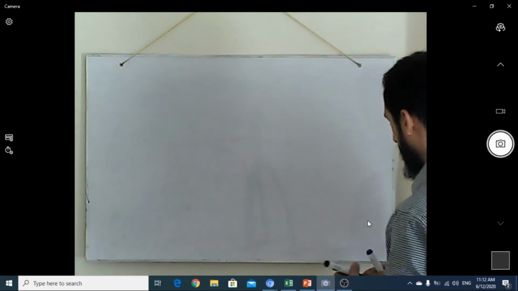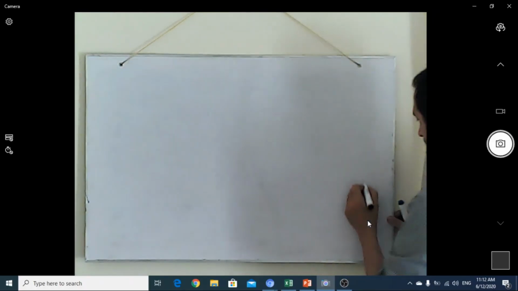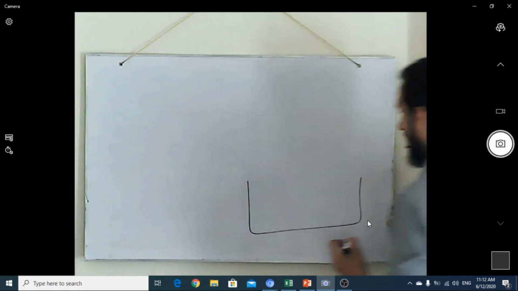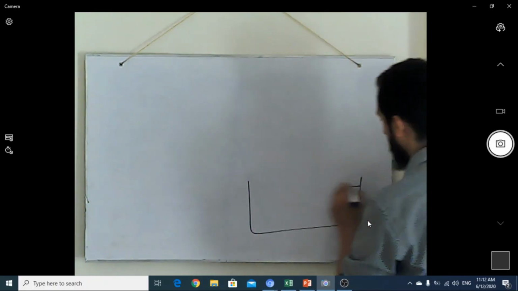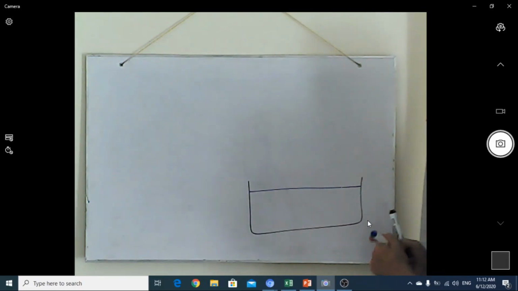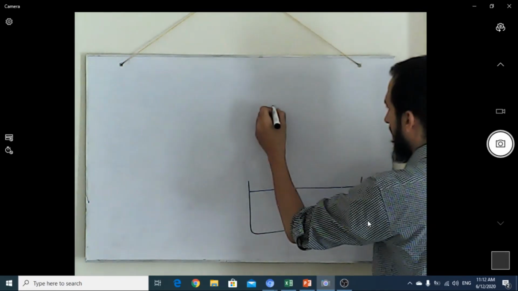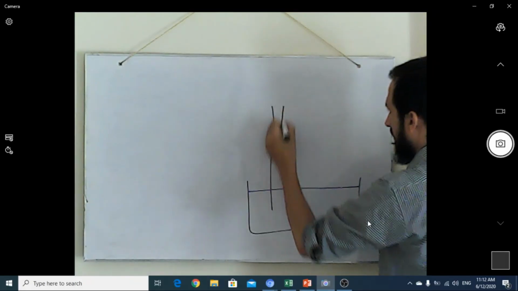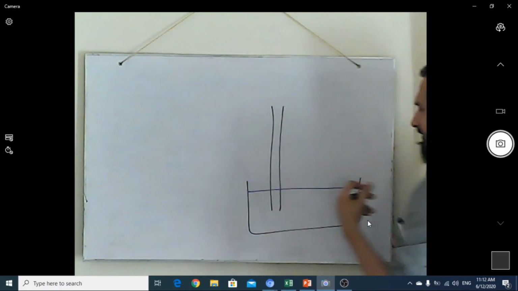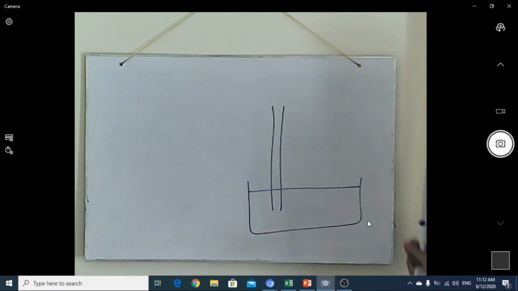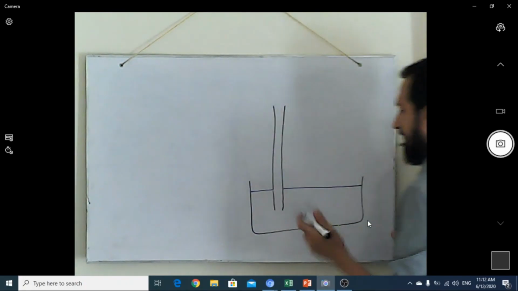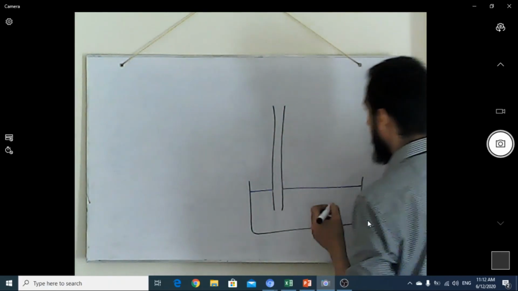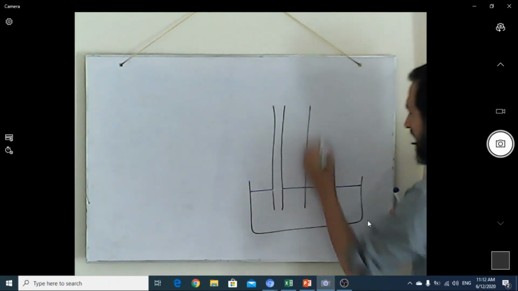The first thing is that if you place, let's suppose this is a container of any particular liquid, and we have placed a certain amount of water in that, and then we have inserted a tube here to check whether it rises or not. We are not discussing that right now. It will give you a certain type of shape, which depends upon the type of the liquid as well.